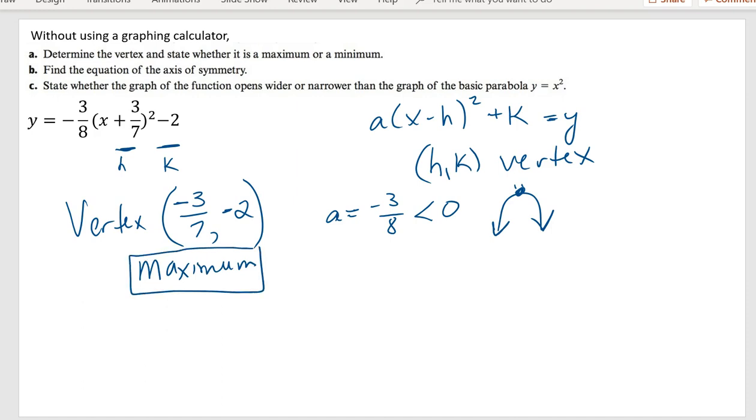B asks me for the equation for the axis of symmetry. Our axis of symmetry will always be x is equal to h. So in our case, it'll be x is equal to negative 3/7.